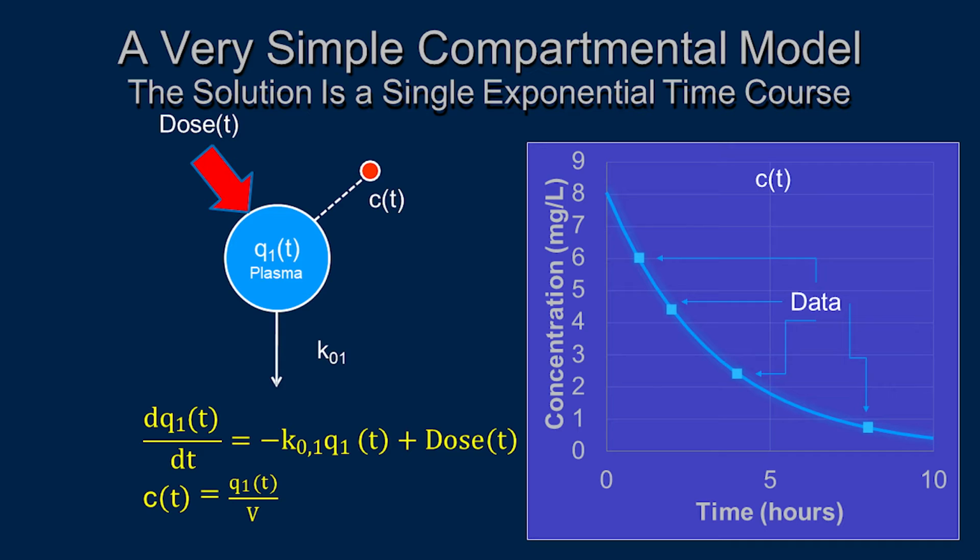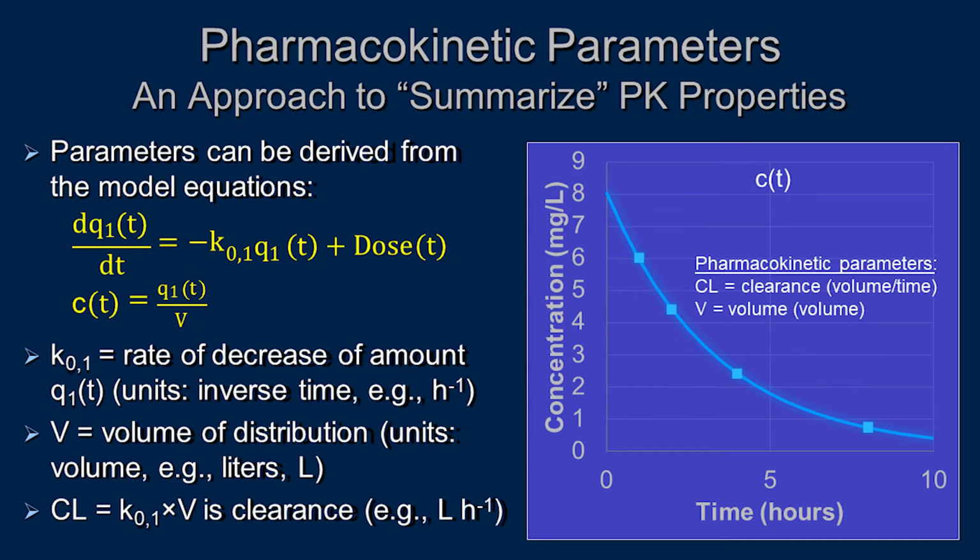in front of you. And so we can use matching the model to data to derive parameters from the model equation. The best fit of the model to the curve will provide values for the parameters K01 and V. And then I can use K01 and V, for example, to calculate things that interest me, like clearance rate. Clearance rate of a certain drug is V times the elimination rate, and has units of volume per unit time. Units are very important in this business, as you can imagine.